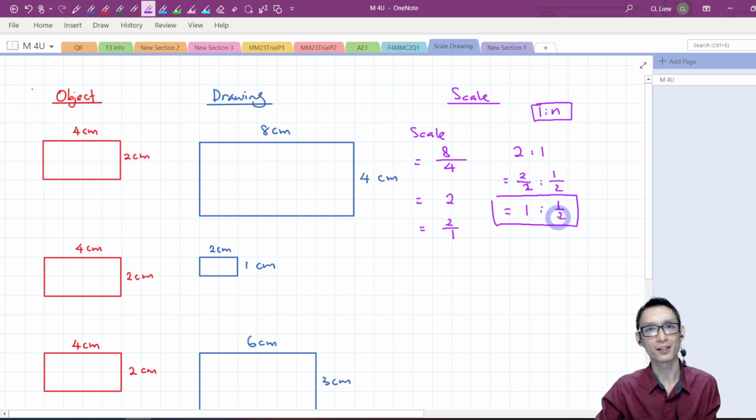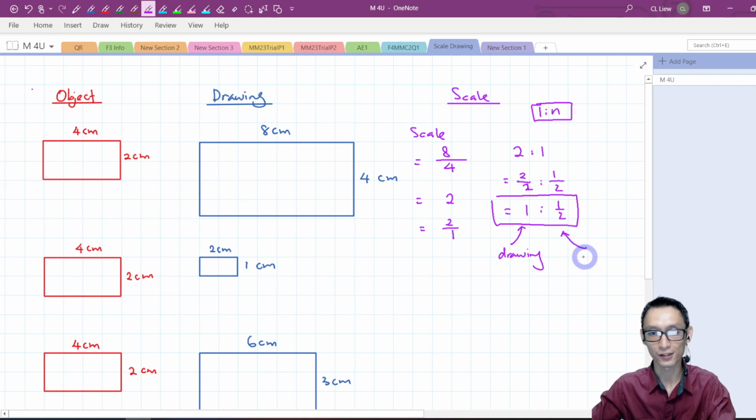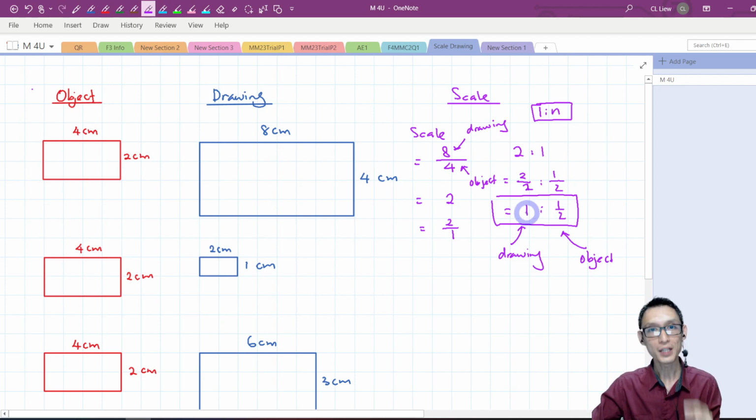So why is that? Why not the drawing becomes smaller? Okay, remember, left hand side, this is the drawing. Right hand side, this is the object. The same thing here, this is the drawing. This one is the object. Okay, so this means that 1 centimeter in the drawing represents half a centimeter in the object.